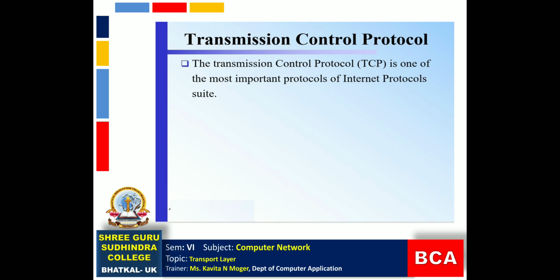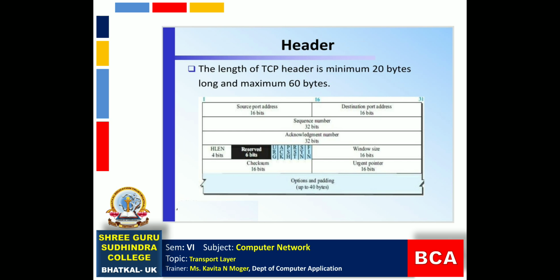Transmission Control Protocol. The Transmission Control Protocol or TCP is one of the most important protocols of the Internet Protocol suite. TCP is a widely used protocol for data communication in communication networks such as the Internet. TCP header. The length of the TCP header can be a minimum of 20 bytes and up to 60 bytes. So there are different fields in the TCP header: source port, destination port, sequence number, acknowledgement number, data offset, reserved field, flag field, window size, checksum, urgent pointer and options. Let us see one by one.